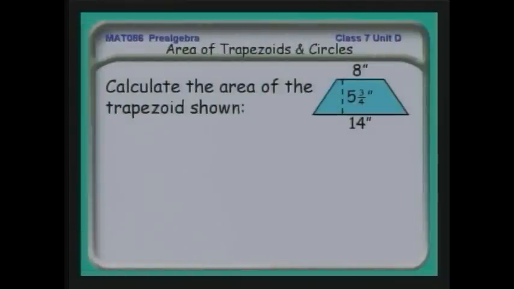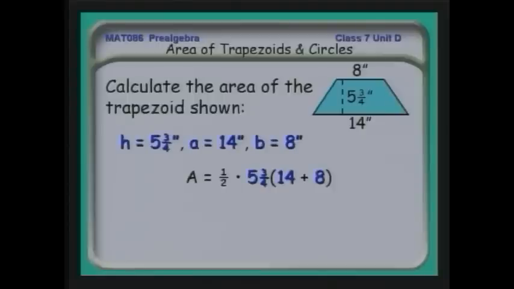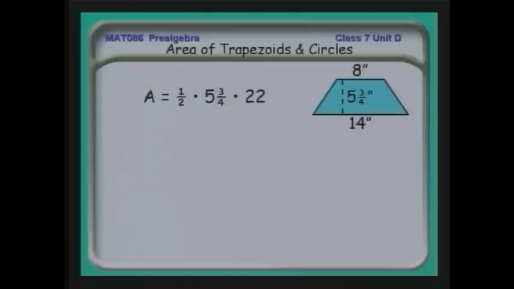Let's look at another one. Here we have two bases, 8 inches and 14 inches, and the height is 5 3/4 inches. Remembering the formula, the area is 1/2 the height times the sum of the two bases, 14 plus 8. When I work that out, that's 1/2 times 5 3/4 times 22, and I need to change the 5 3/4 to an improper fraction before I go any further. 5 times 4 is 20, plus 3 is 23.